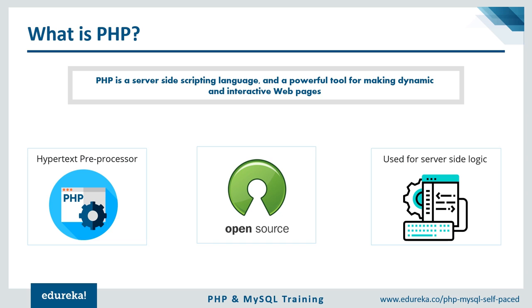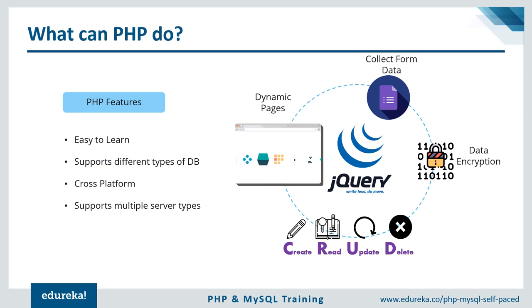Okay, so let's go ahead and see what exactly you can do with PHP. So these are the four major things that you can do with PHP. So firstly, you can create dynamic and beautiful web pages. You can collect data from a form that has been created in HTML. You can use it for data encryption. And last but not the least, out of the many functionalities of PHP, you can use PHP to create a simple CRUD application, which stands for create, read, update and delete. Okay, so that tells us what you can actually do with PHP.